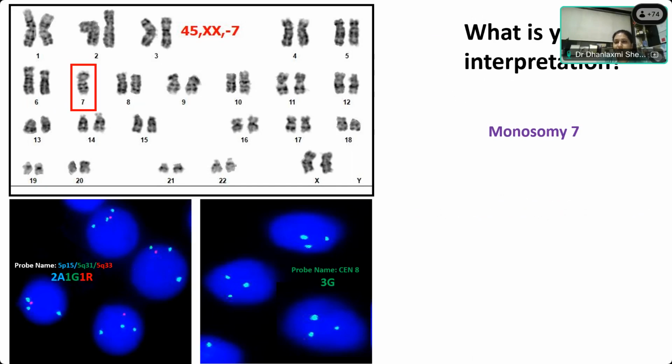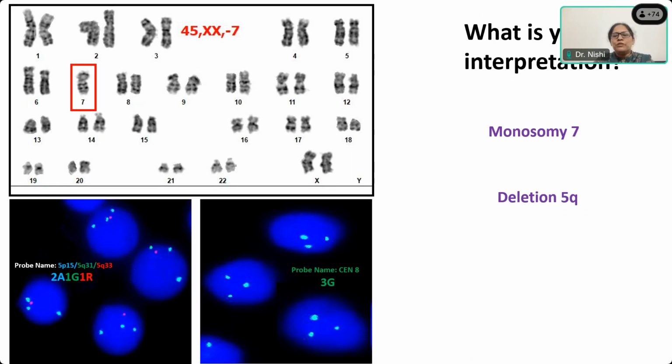Deletion 5q. Someone has answered 7q deletion also. Yes, the majority have answered deletion of 5q, exactly, right. Now coming to the right-hand side FISH image, here we have used a centromeric probe for chromosome 8, colored green, and we're getting 3 green signals. So what could be the result?